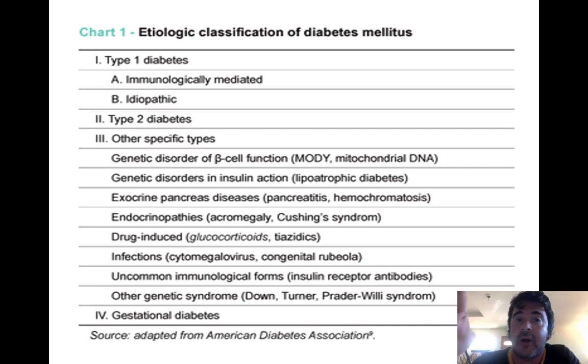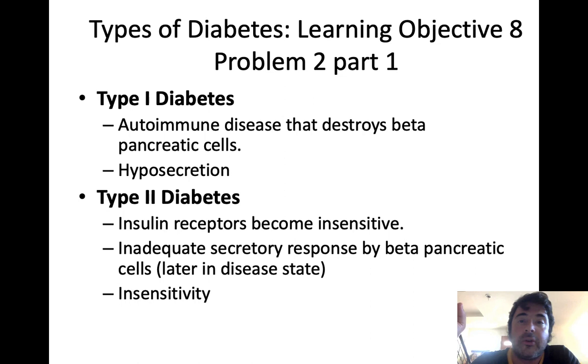The specific cause differs from different types. Our focus today is going to be type 1 and type 2, but just know there's a bunch of other types of diabetes. So type 1 diabetes, and this is where we get into learning objective 8, right? Type 1 diabetes is an autoimmune disease that destroys beta pancreatic cells for an unknown reason, right?